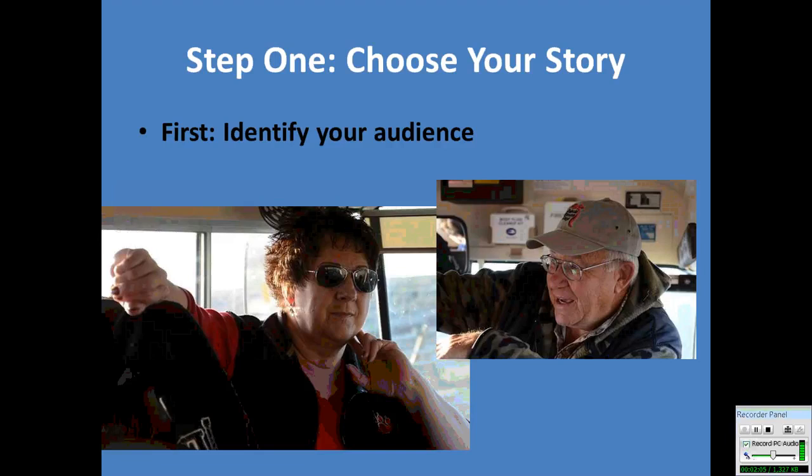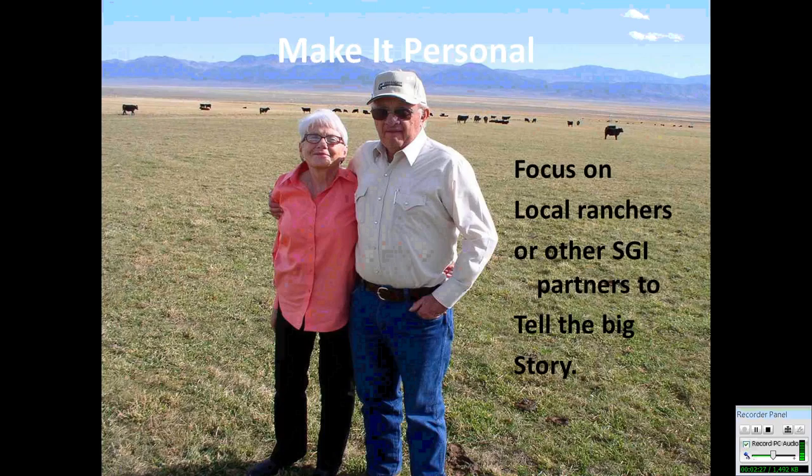The good thing is a lot of you know the people that you're writing for already. You know what their values are. You know what people are interested in at the coffee shops. And specifically if there are ranchers who are reading the paper and your story, they might want to know how they can enroll and how they can be part of this SGI success.